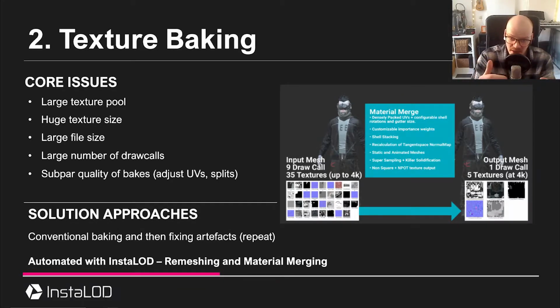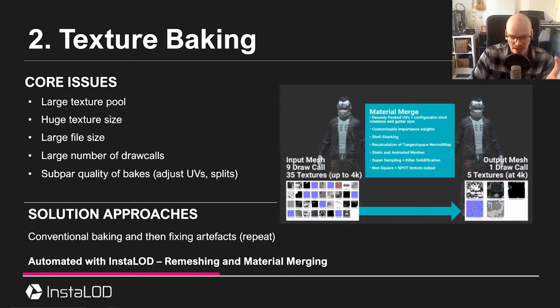So then we have to go back, try to fix those issues in UV space, maybe even fix them on the models themselves, and then try to bake again, rinse and repeat, right? Until you finally have good looking results. So that is a lot of manual work typically.